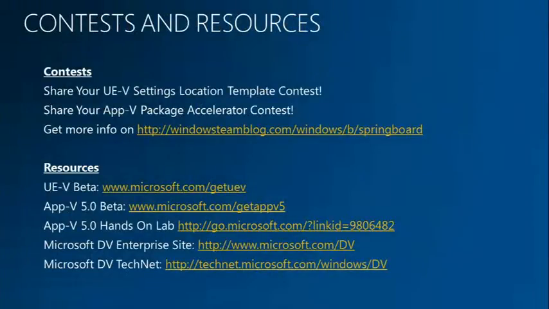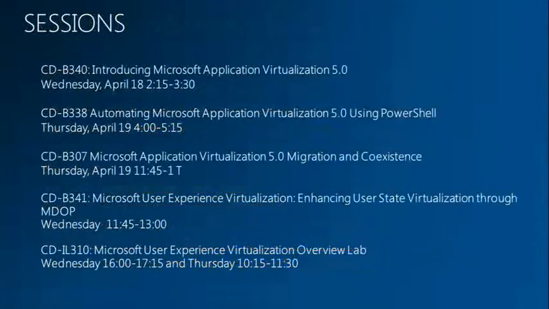These are some resources for you. Obviously, we've had some contests. If you've got a UEV template or an AppV package accelerator, we have a contest going on where you can win an Xbox 360. We have various resources. I obviously want you guys to check out the AppV 5.0 beta. These are some sessions that we've got going on. Obviously, the first one is the one you're in. B338, which is tomorrow, is around PowerShell. I highly recommend you check that out. It's really useful. For example, if you're in a demo and you don't know what happened to your client, sometimes your friends can help you out with your PowerShell. Migration and coexistence, I've talked about that. That's a great one to go to tomorrow.